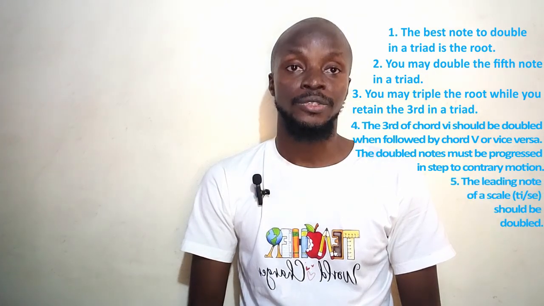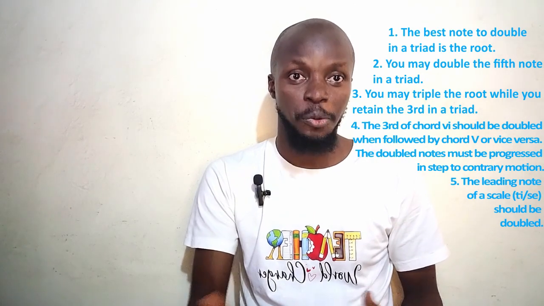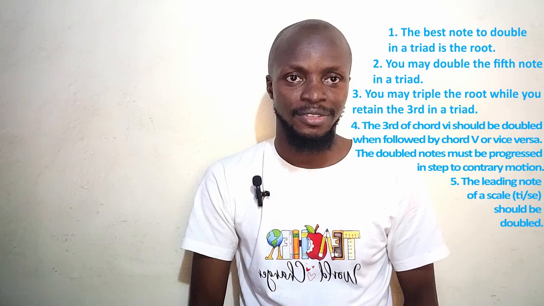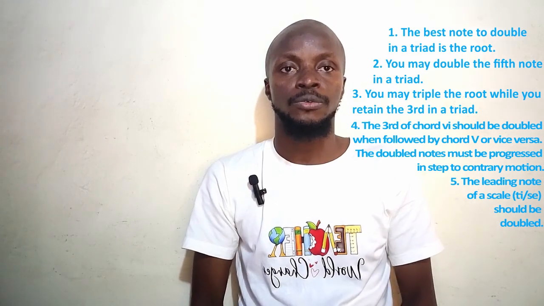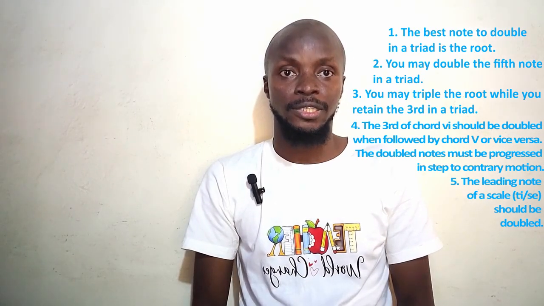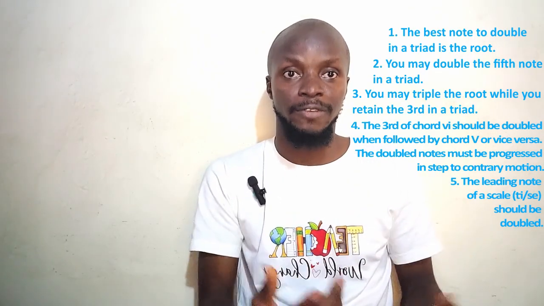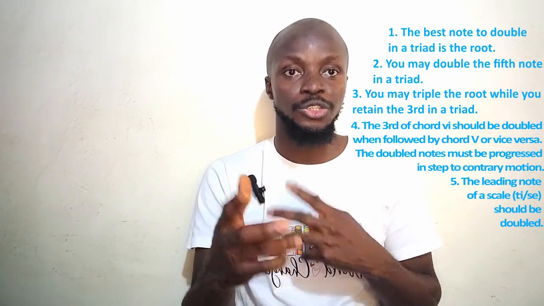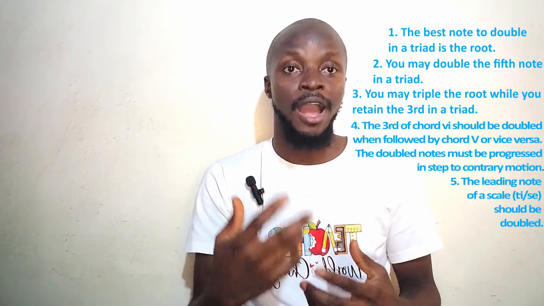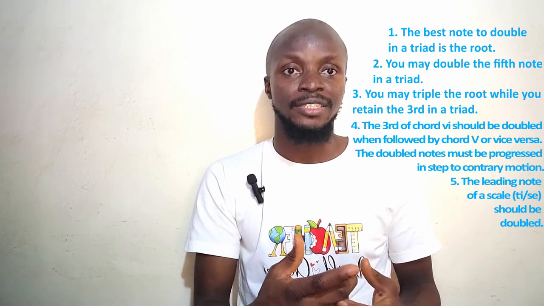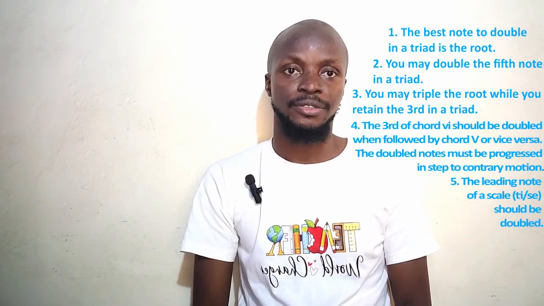If your leading note appears in a chord, don't double it, right? Don't have two leading notes. And I also mentioned that you can double the third in chord 6, that is if chord 6 is followed by chord 5 or vice versa. But you make sure that these two doubled notes should be approached and quitted in step by contrary motion, right?